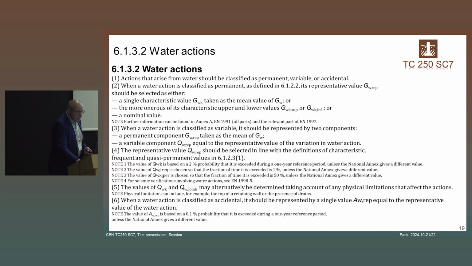Water actions, I can be short. In EN 1997 we have rules for groundwater, and there also we follow this: a single characteristic value with a mean value, or an upper and lower value as permanent actions. And water actions are classified as variable. Then you can take a mean representative with a variable component, and then the representative of that variable should be again with a characteristic, frequent, quasi-permanent, or a combination value.